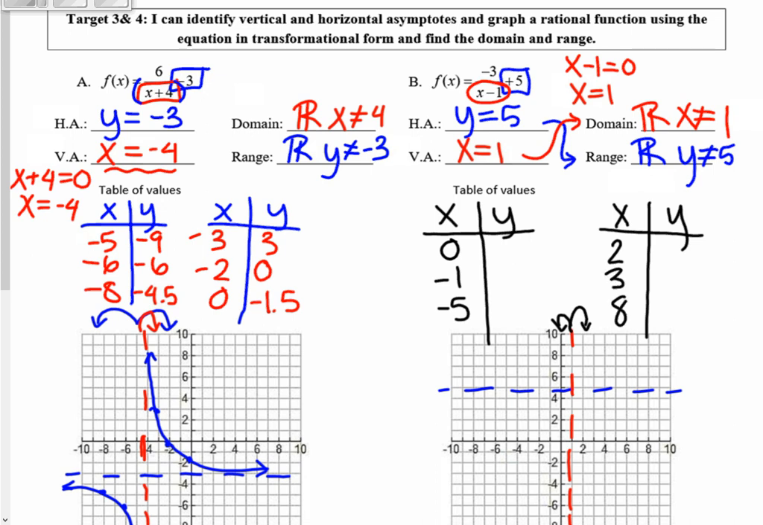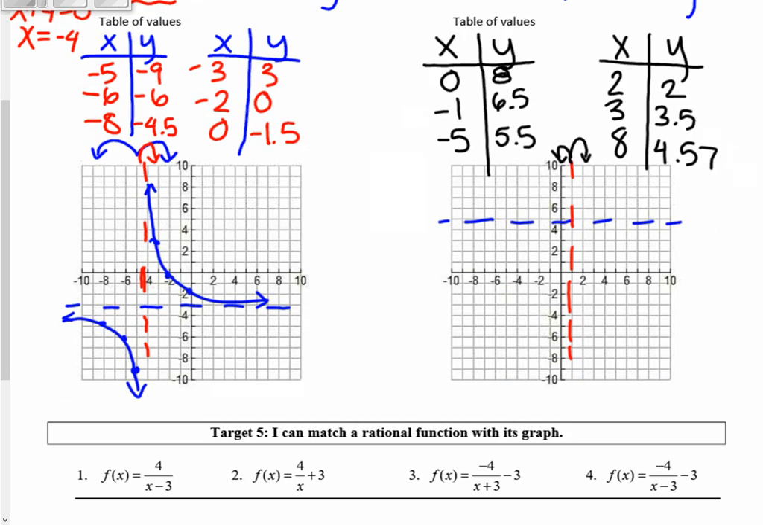Then we take each one of those x values and we plug it into our equation. Just like the first one, we have to be careful. You need to put that denominator in parentheses. So when I plug in 0, I get a positive 8. When I plug in -1, I get 6.5. At -5, I got 5.5. Plug in 2, I get 2. 3, I get a 3.5. And 8, I get 4.57. I'm going to go ahead and graph these two branches.